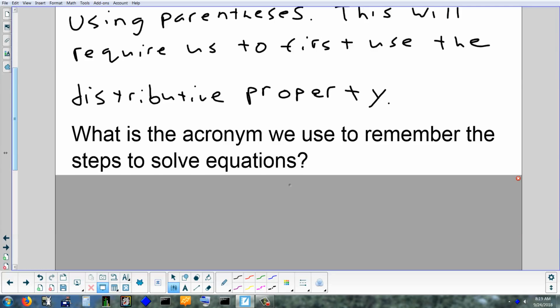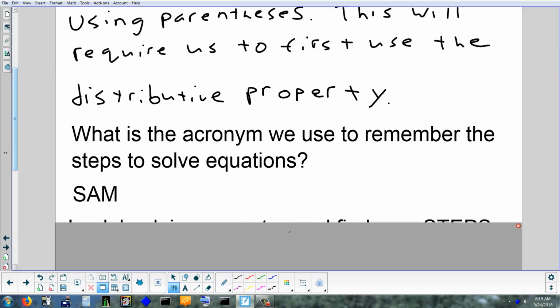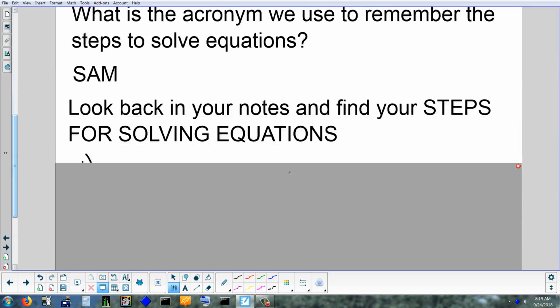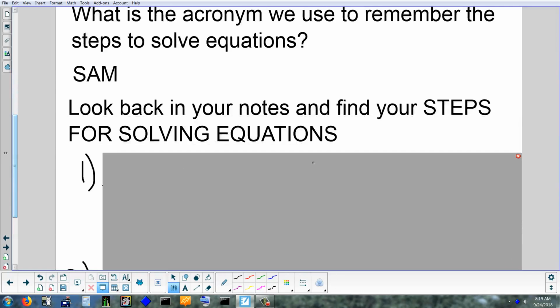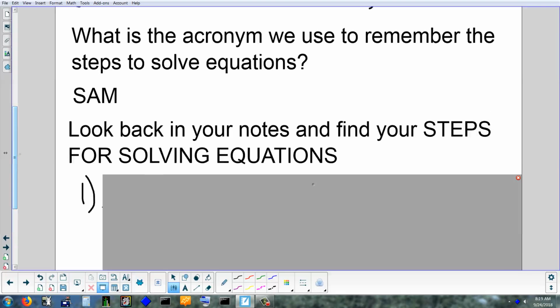Does anybody remember what word we used? It's an acronym, 3 letters, for solving equations. Not PEMDAS. That's for expressions. SAM. So if you remember, SAM tells you the steps, which we have here really quick. They're already in your notes; we did them last week. But for those that weren't here, you might want to write these steps in on your guided notes right now. If you already have them, it's up to you if you want to write them again.